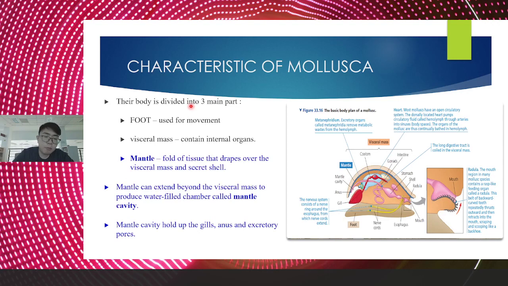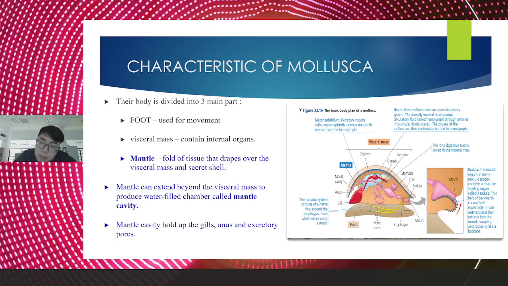Their body is divided into three main parts. The first part is the foot. I don't think I need to explain the foot in detail for movement. The second part is the visceral mass, which contains the internal organs. There are many organs in this part. The most important is the mantle. The mantle is a form of tissue that drapes over the visceral mass and secretes the shell.